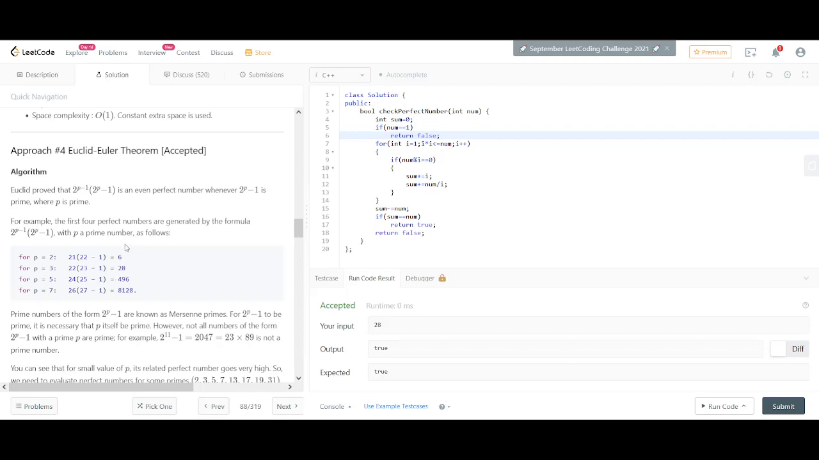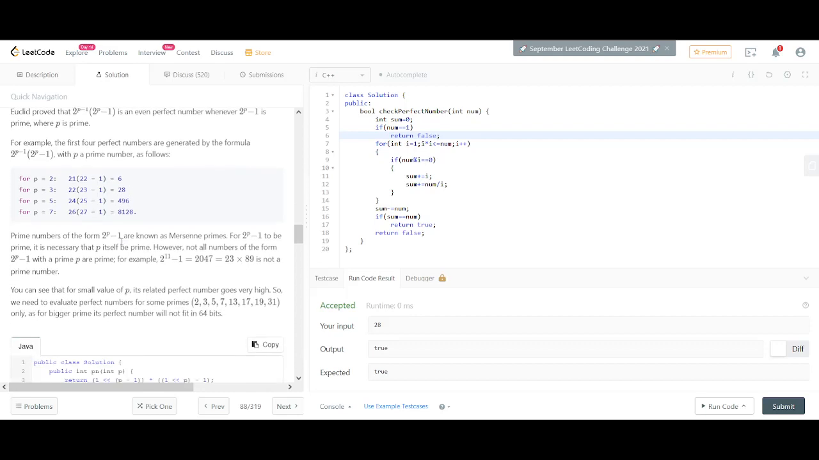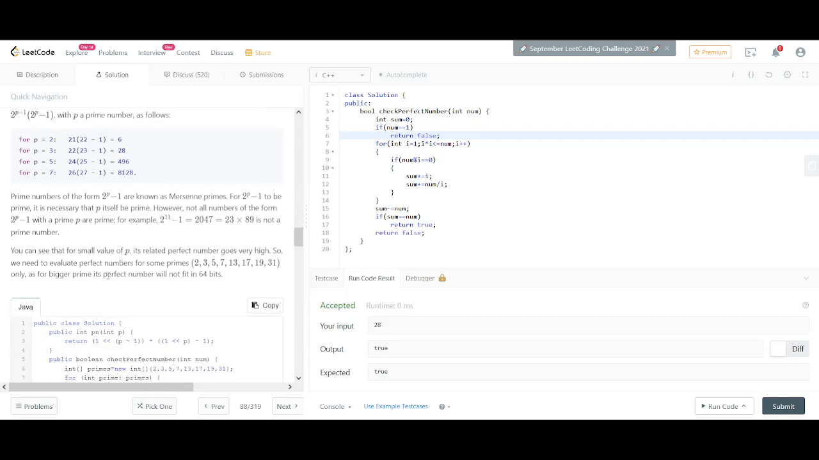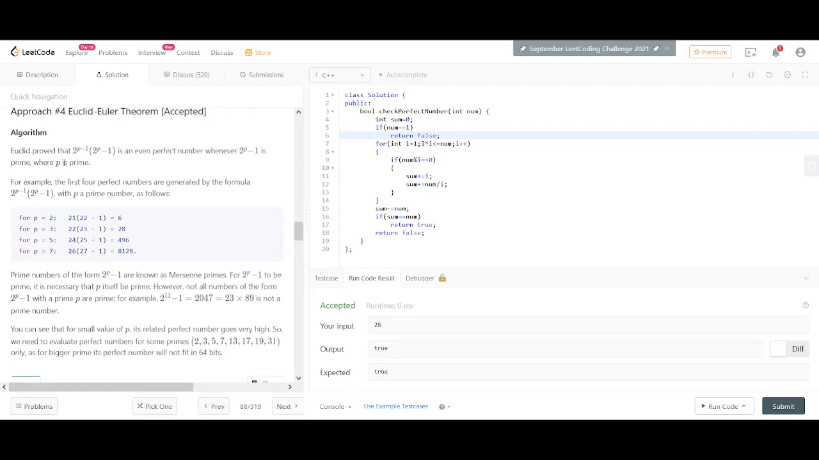Let's have a look at the Euclid-Euler theorem, which is present over here. It is basically taking care of the Mersenne primes. For 2 raised to power p minus 1 to be prime, it is necessary that p itself is prime. However, not all numbers of that form are prime. For example, this is not a prime number. We need to evaluate perfect numbers for some primes, that is 2, 3, 5, 7, 13, 17, 19, 31. The first 4 perfect numbers are generated by the formula 2 raised to the power p minus 1 times 2 raised to the power p minus 1.